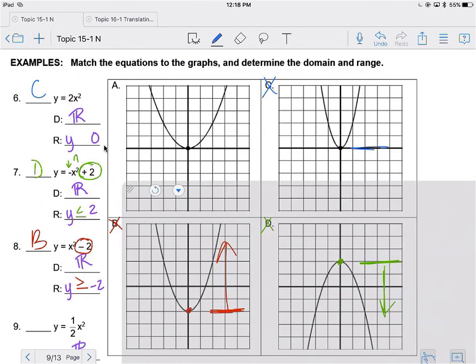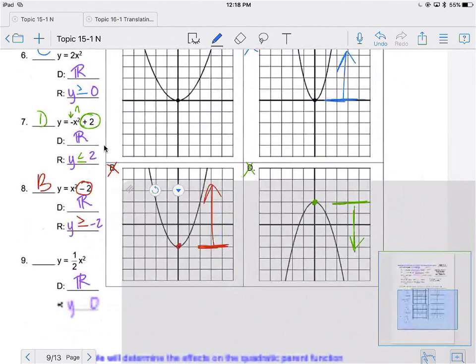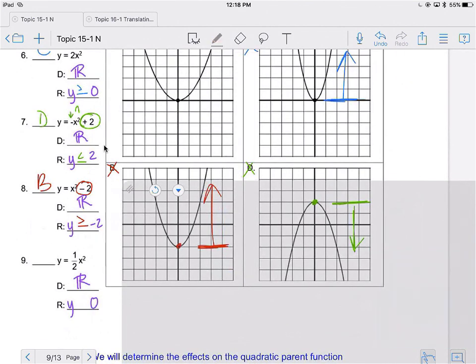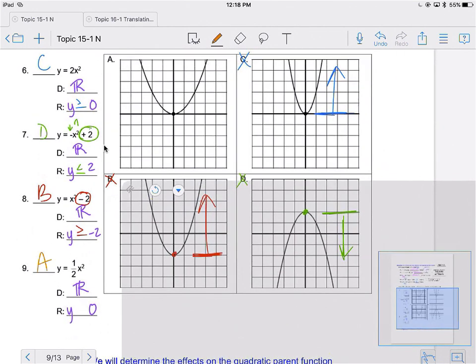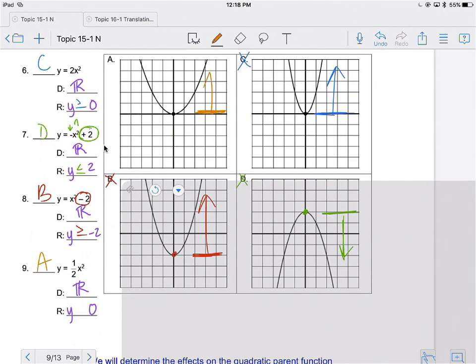And then my range starts at 0 and goes up, so it's getting greater than. So then obviously 9 is A. A is fatter, so it's at a 1/2. I start at 0. I also go up, so this one is also a greater than.